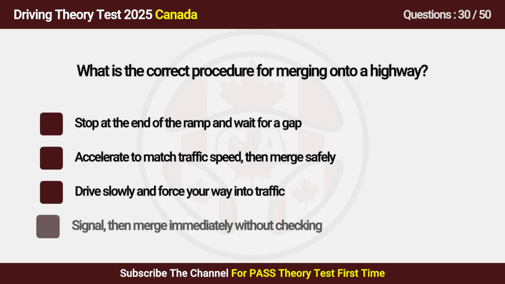Question 30. What is the correct procedure for merging onto a highway? A. Stop at the end of the ramp and wait for a gap. B. Accelerate to match traffic speed, then merge safely. C. Drive slowly and force your way into traffic. D. Signal, then merge immediately without checking.